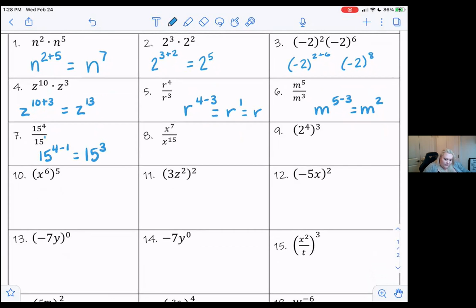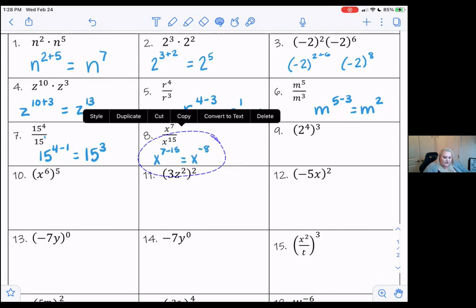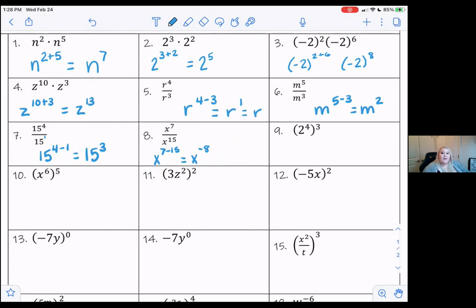For number 8, we've got x to the 7 minus 15, which gives us x to the negative 8th. Anytime we have an exponent to a negative power, we need to flip the fraction. Because x is not currently a fraction, that means we put a 1 on top, x on the bottom, and we bring back that exponent as a positive once we flipped it to the bottom.